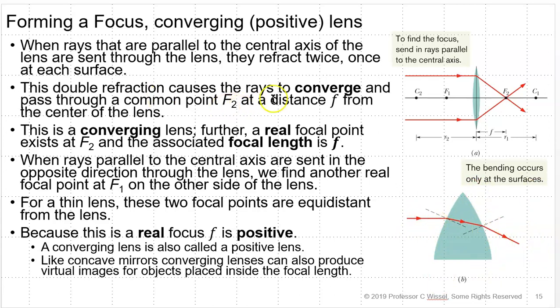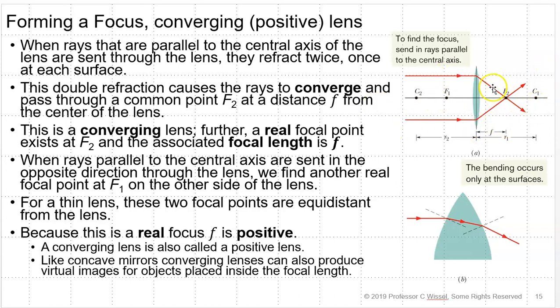And this double refraction causes the rays to converge and pass through a common focal point, F2, at a distance F from the center of the lens. This is a converging lens, and a real focal point will exist at F2, and the associated focal length is F. And you can reverse this.